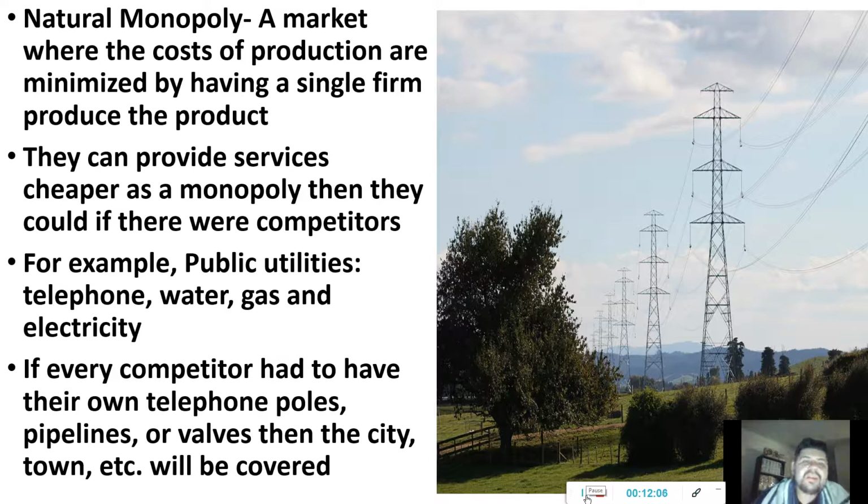All right, so now we get to the monopolies. Now this is some fun stuff right here. The first one is a natural monopoly, which is a market in which the cost of production is minimized by having a single company produce the product. It's rare, but it does happen. When a company owns everything, the price actually goes down.